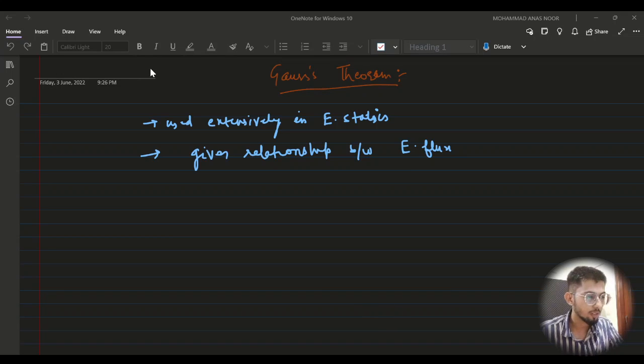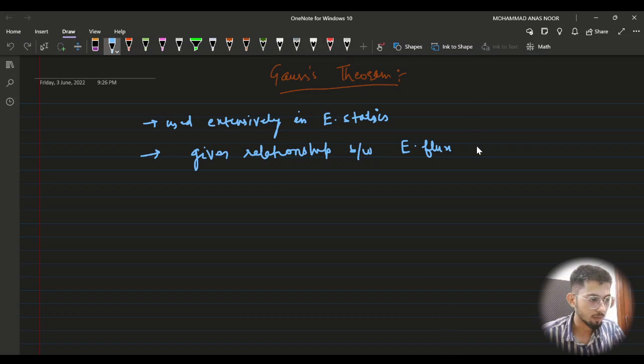This Gauss theorem gives the relationship between the total flux passing through any closed surface and the net charge enclosed in the surface. Electric flux and net charge inside the surface.